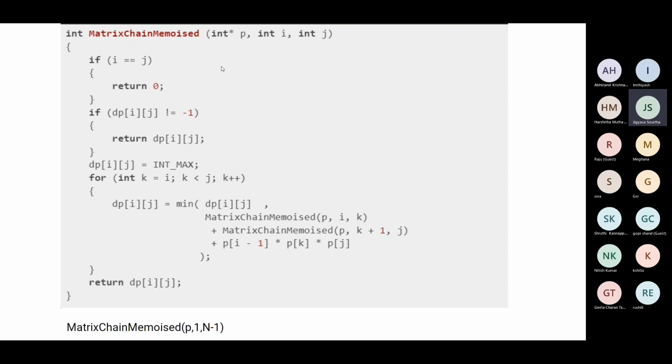So if the recursion, or the naive approach, is clear, then you can see that the only difference introduced is the use of a 2-dimensional array, and the rest is all the same. The use of the 2-dimensional array helps in memoizing, which decreases the time complexity from exponential to n cube.